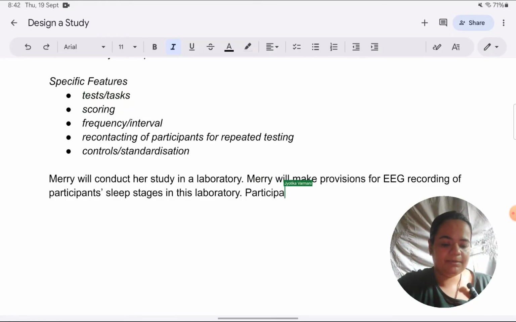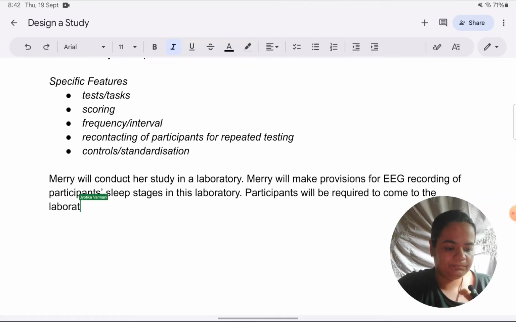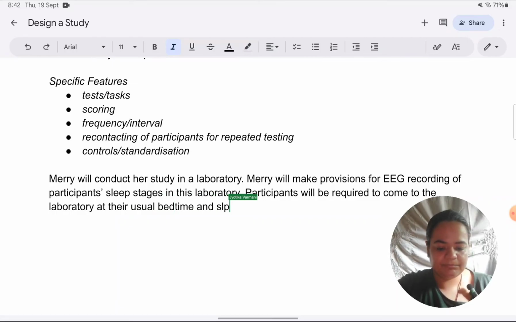Participants will be required to come to the laboratory at their usual bedtime and sleep as they regularly do.